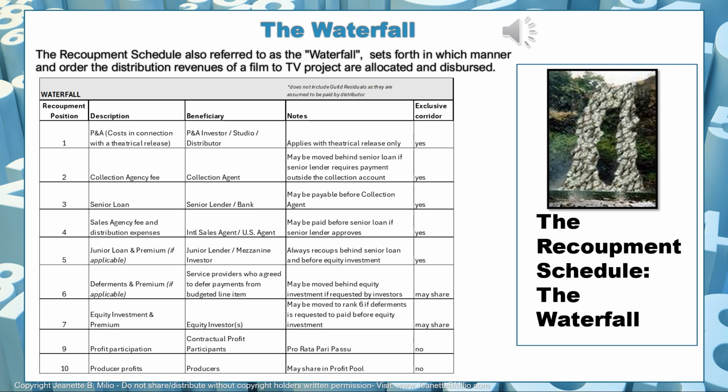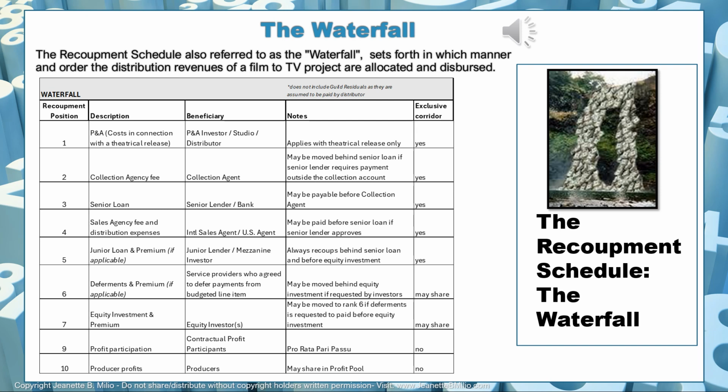However, sometimes equity investors are not comfortable, especially if the collateral is tight and revenues are not coming in as strongly or are not projected to come in as strongly. Then they would say, for example, we do not want these deferments to be paid before our investment has been recouped. So in this case, position 6 and 7 would swap.